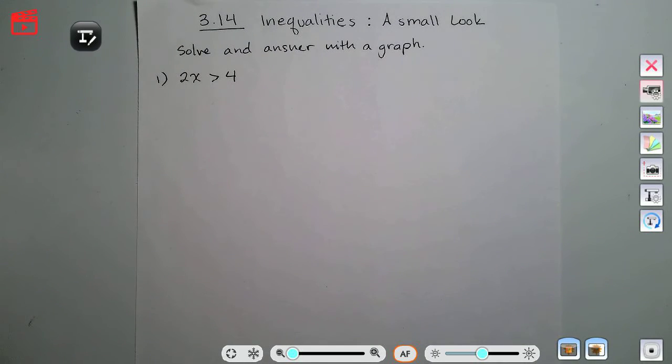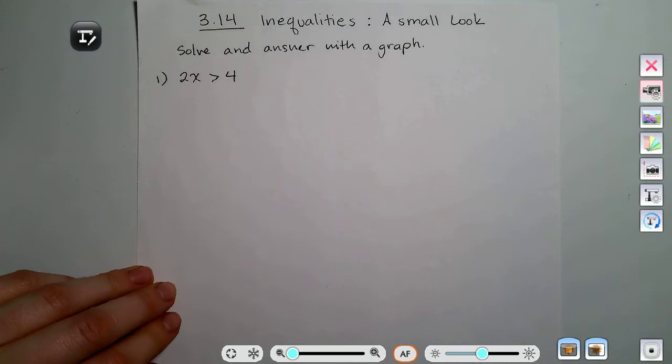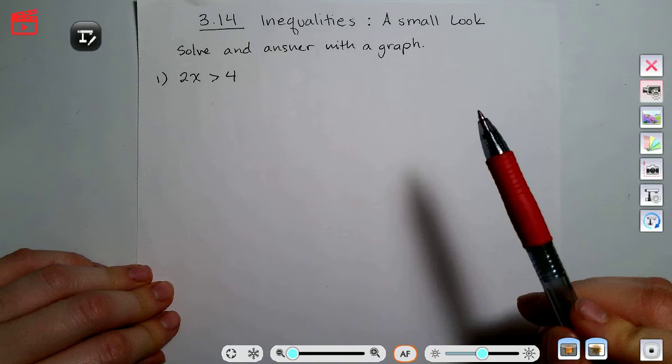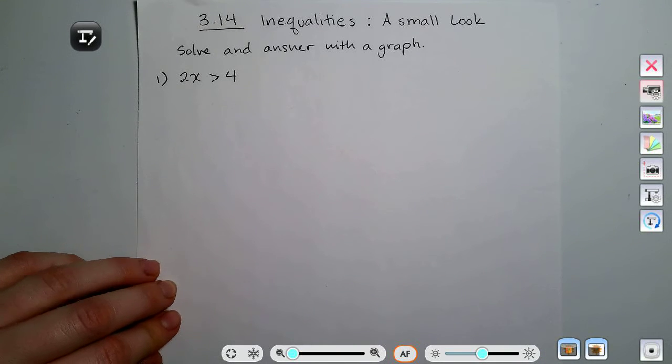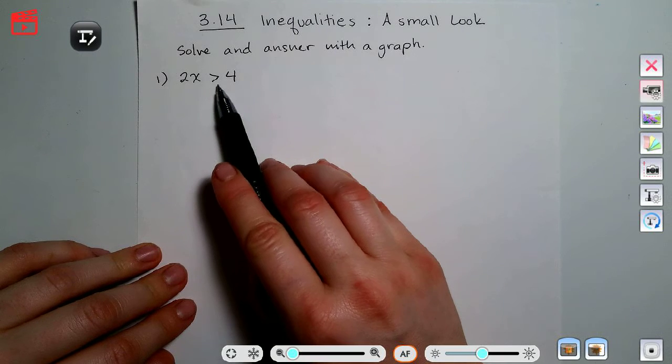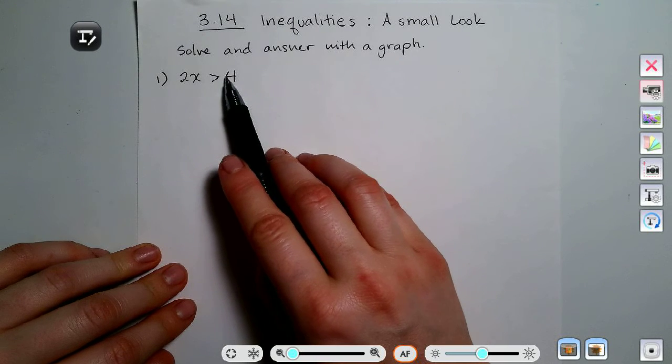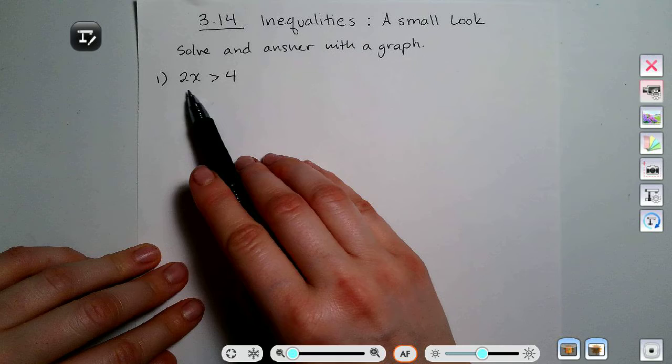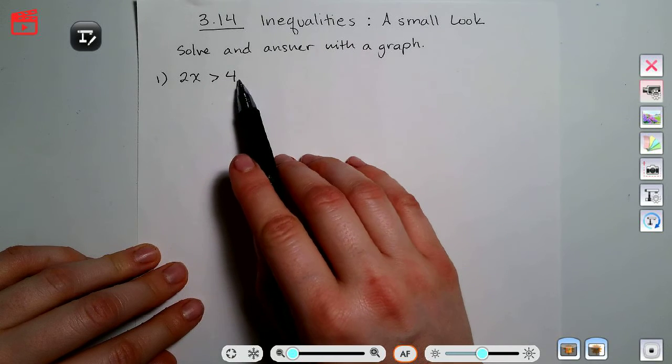All right, so the thing about inequalities, let me grab my other paper here. All right, so the thing about inequalities is we're not looking for just one answer. Normally when we're solving, we're just trying to find one answer. For inequalities, we're looking at a large group of answers. So notice the symbol here, that's an inequality symbol. So this means greater than. So if I read this off, this would be 2x is greater than 4.